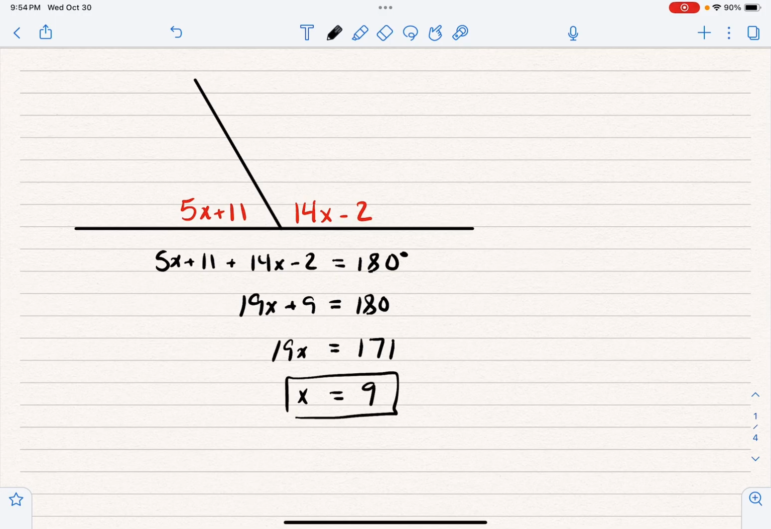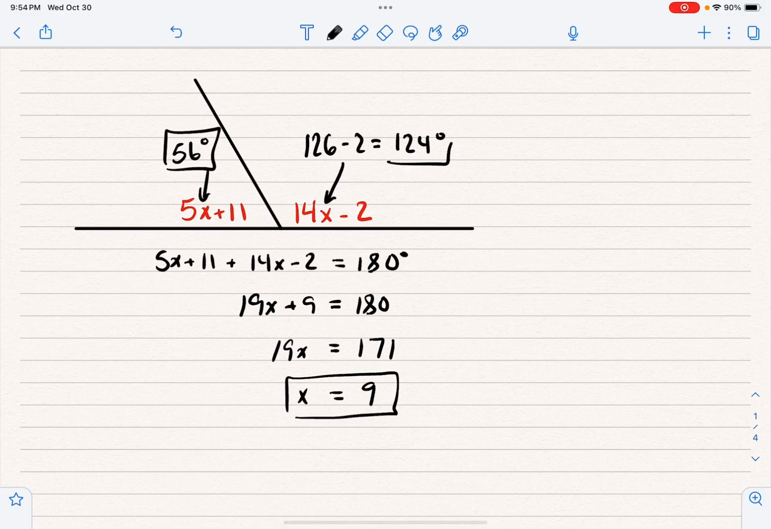Now you could double check this answer by plugging 9 in both right here and right here. 14 times 9 is 126. Minus 2 is 124. So it's saying that that angle is 124. 5 times 9 is 45. Plus 11 more is 56. And so then we go, yeah, 56 and 124 do in fact add up to be 180. So those two angles make sense coming from the one answer that x is 9.